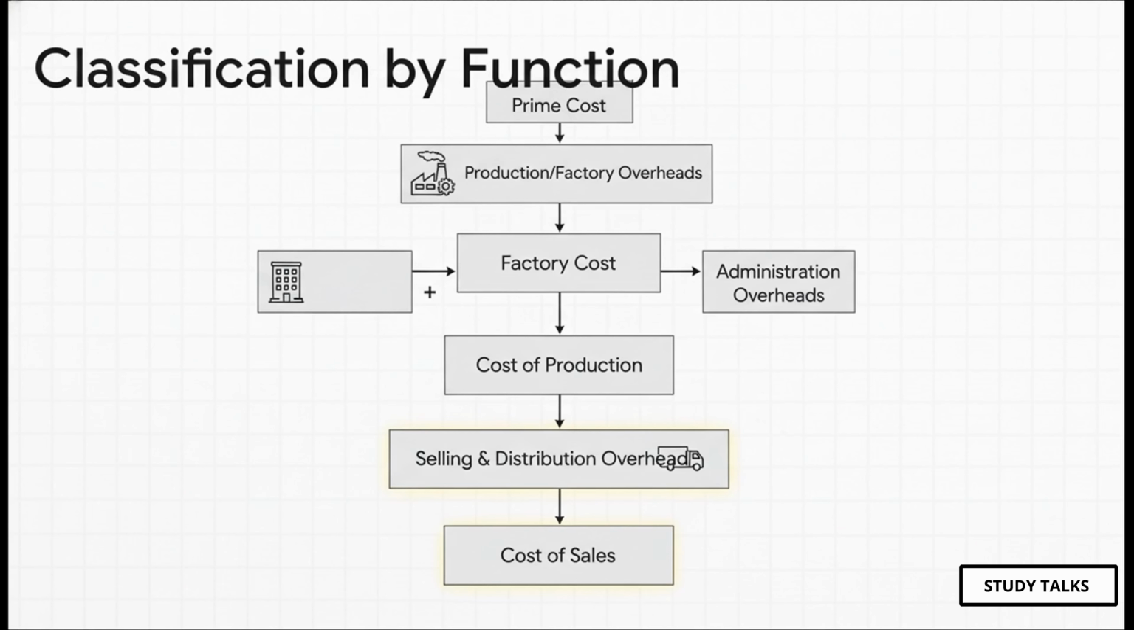Next up, you add the administration overheads. Office staff salaries, printing costs. Now you've got your cost of production. And for the final step, you add the selling and distribution overheads. Things like advertising, the cost of delivery vans. And voila, you've arrived at the total cost of sales. See, it's a logical flow from making the product right to getting it to the customer.